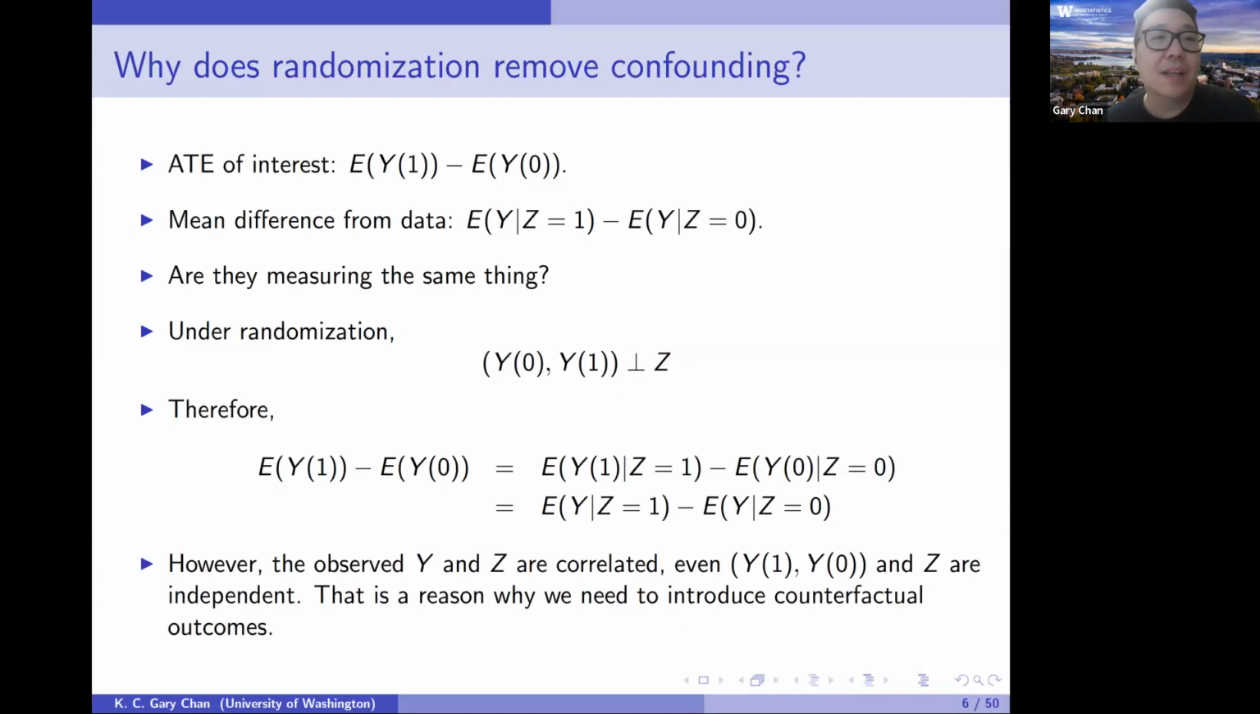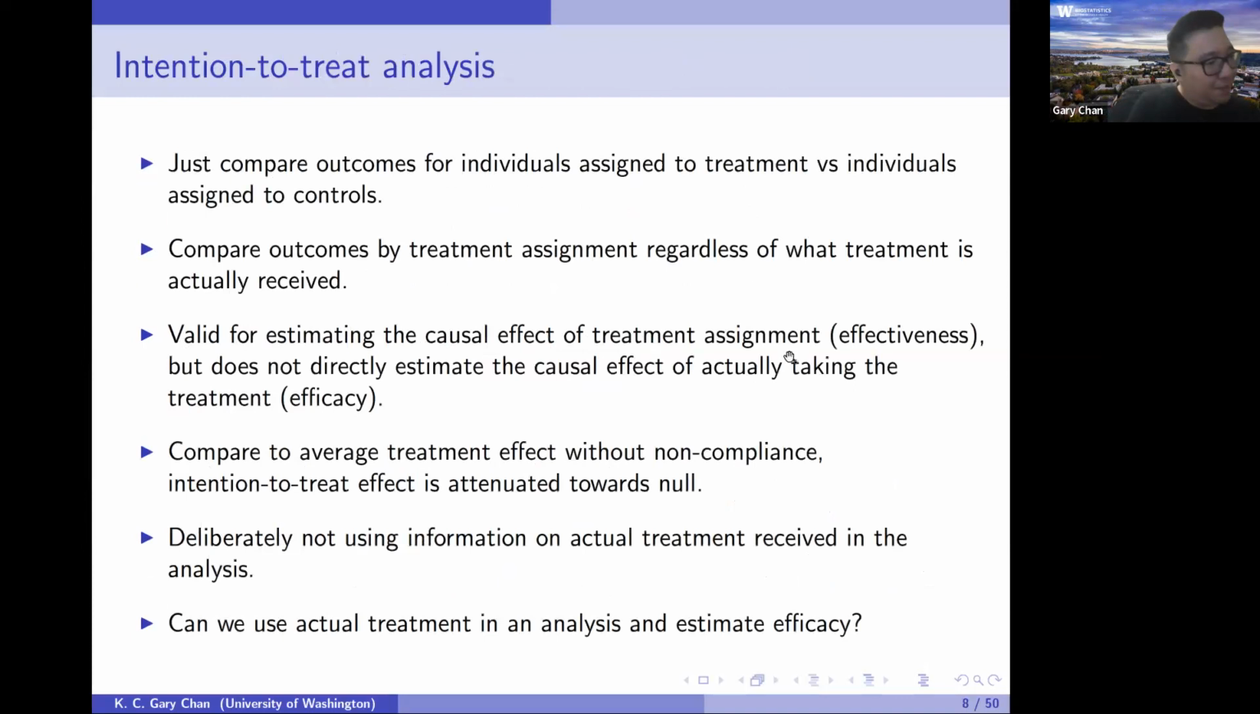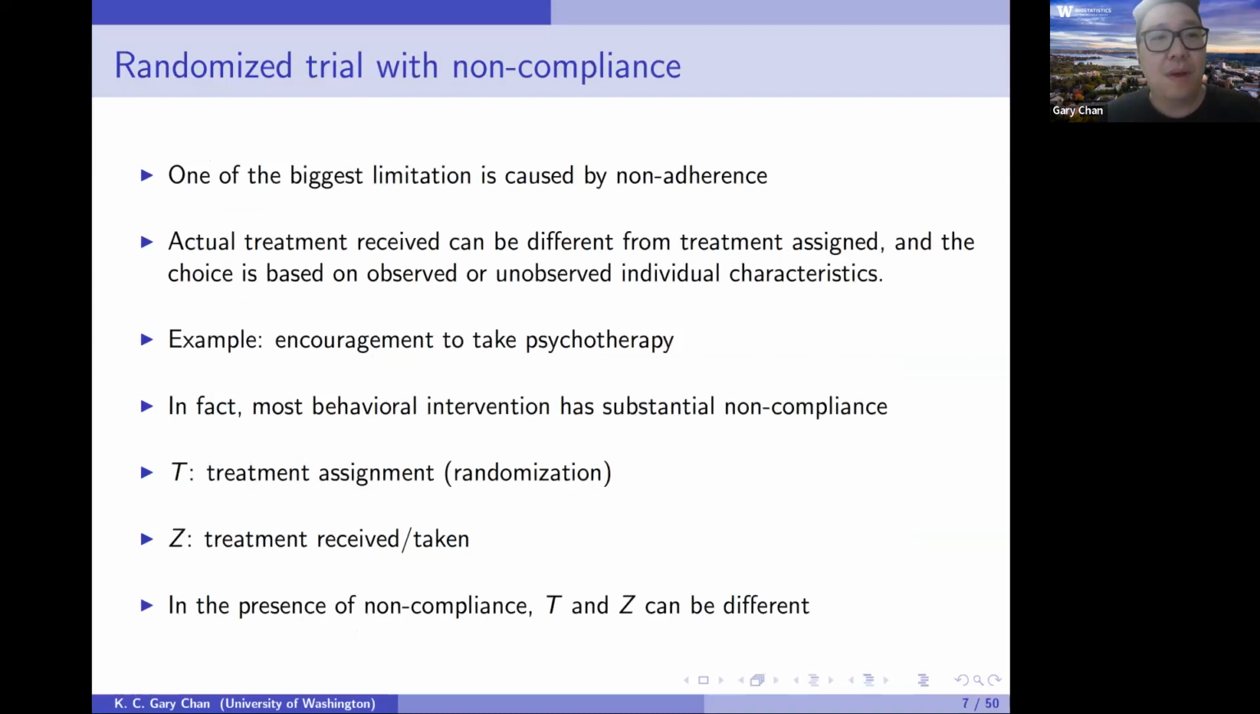So this is the ideal case. You have randomization removes confounding. But for the rest of this hour, I'm going to talk about cases where you have a randomized trial with non-compliance, because this is actually one of the biggest limitations of randomized trials.